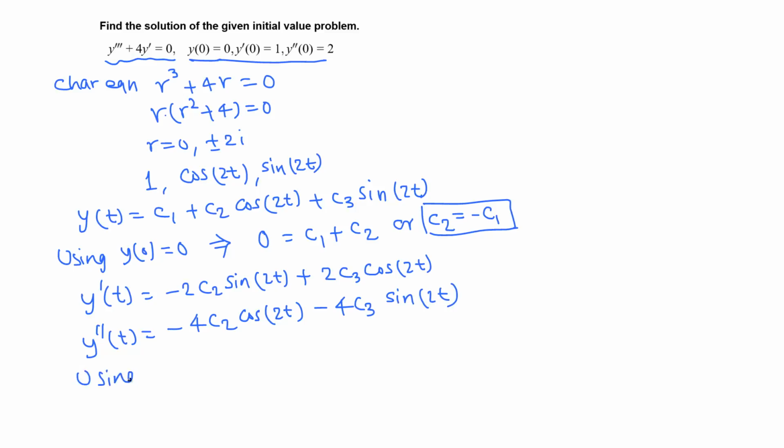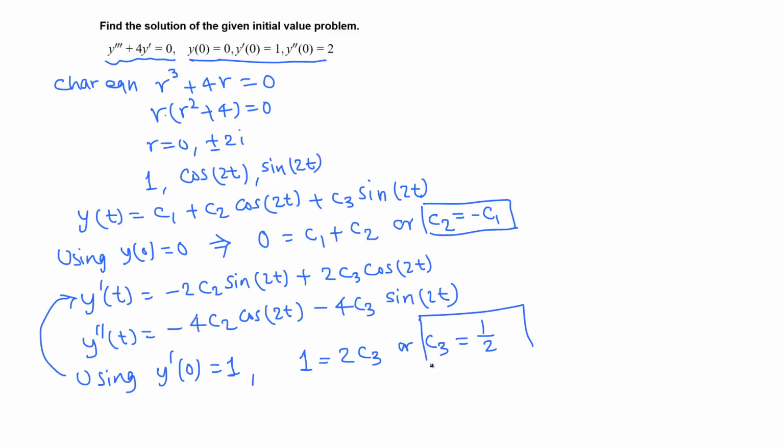Okay, using the second initial condition, which is y prime 0 equals 1, we get y prime t is 1 when t is 0, so negative 2c2 sine 0. Sine 0 is 0, so the whole thing is gone, plus 2c3 cosine 0. Cosine 0 is 1, so 2c3. From this we can find the value of c3, or c3 is 1/2.